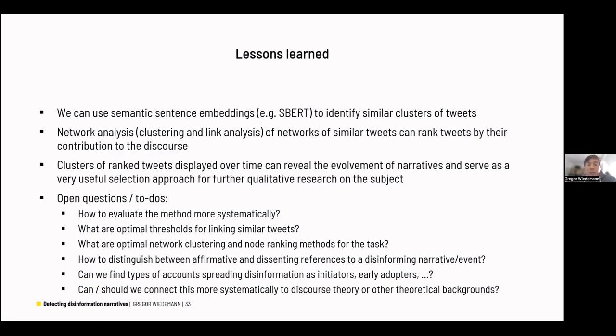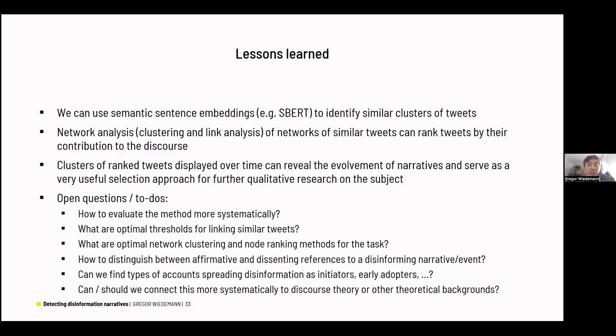How to distinguish between affirmative and dissenting references? This is very important because now everything is treated the same. So if there is a tweet saying there are no biolabs in the Ukraine, this will also end up in our general cluster for the moment, but not be detected as actually a debunking tweet. And that could be interesting to distinguish, of course.